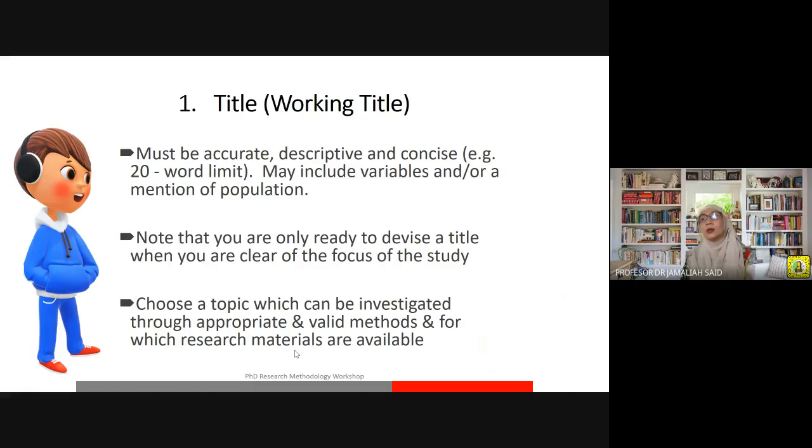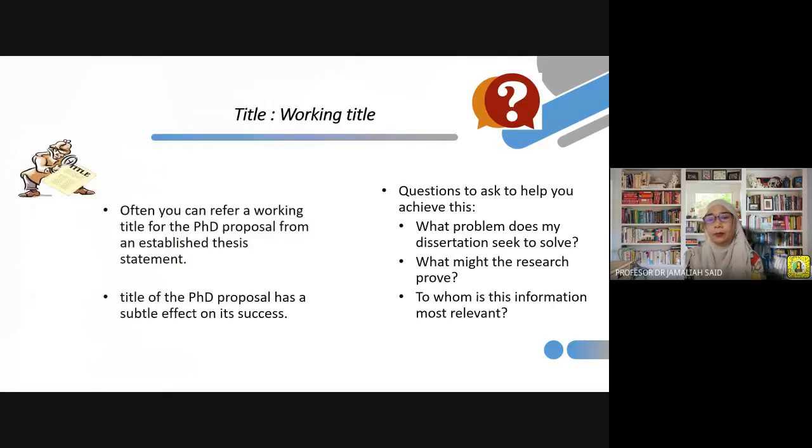Okay, so you need to choose a topic which can be investigated through an appropriate valid method. It can be qualitative, it can be quantitative, it can be primary, and it can be secondary data. Okay. I will do this one first.